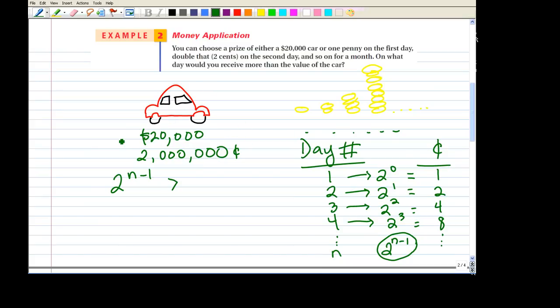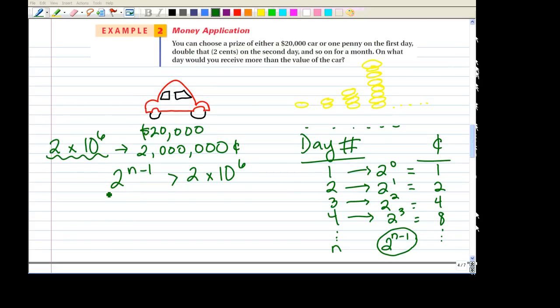Perhaps it'd be a little more efficient, instead of writing 2 million each time, if we changed this to 2 times 10 to the 6th. So let's use that scientific notation there. So we're looking for when is 2 to the n minus 1 greater than 2 times 10 to the 6th. Okay, so what I'm going to do here is go ahead and take the log of both sides. So I'm going to have log of 2 to the n minus 1 is greater than log of 2 times 10 to the 6th.